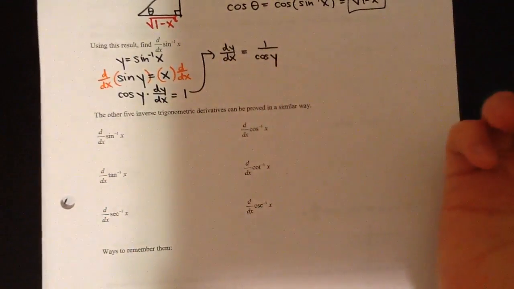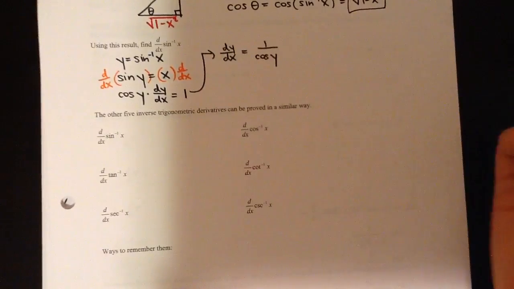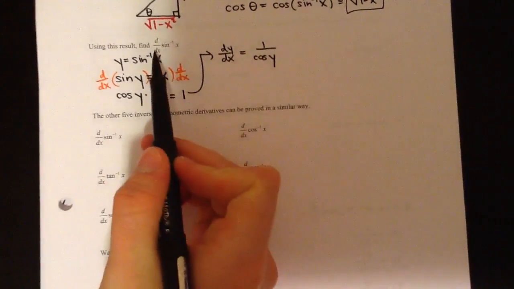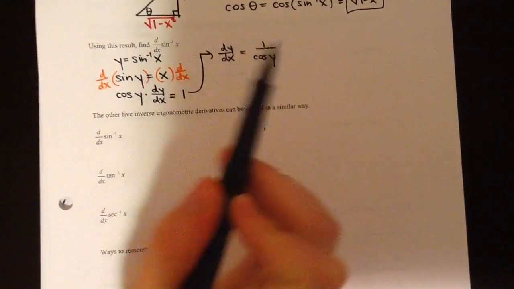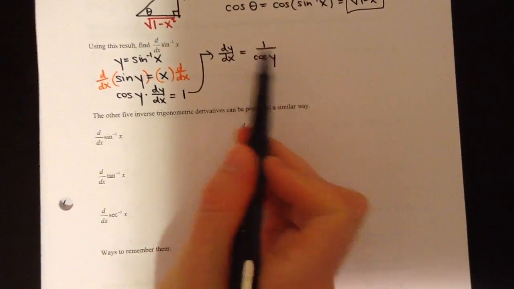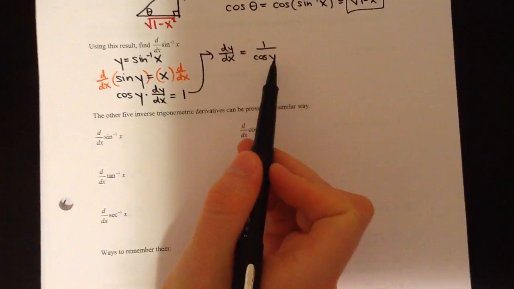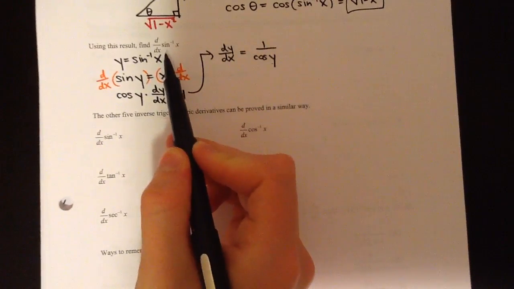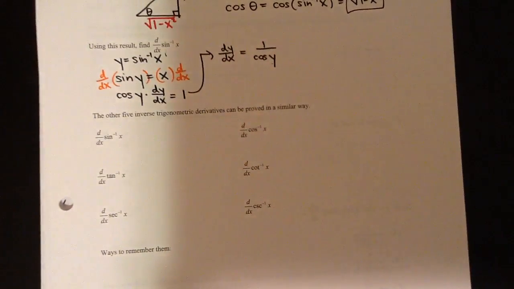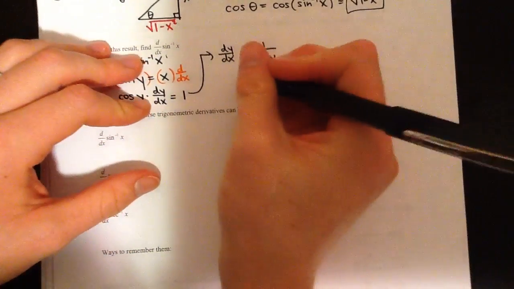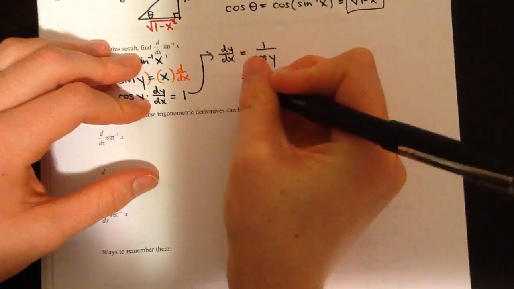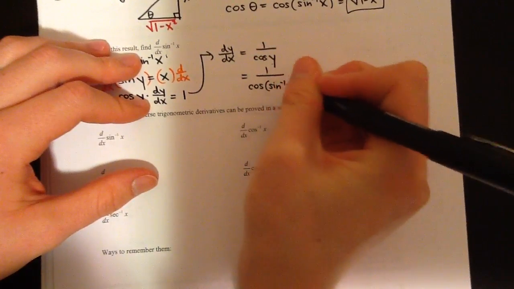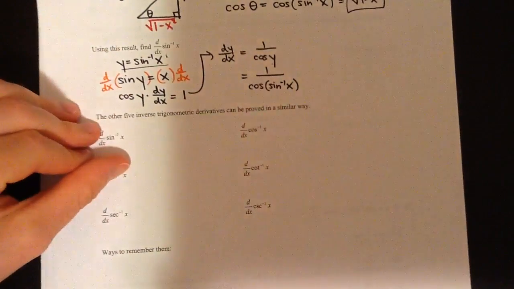You're like, okay, well, great. I don't want the y there. I would like things to be in terms of x because my function was once in terms of x. Well, what we do is we plug this back in. So going back over here, we're looking at cosine of y and wondering what on earth that means. We know we can make a substitution for y because we have it written over here that y equals sine inverse of x. So that is equal to 1 over cosine, and then again we're going to replace the y with sine inverse of x because of this relationship right here.